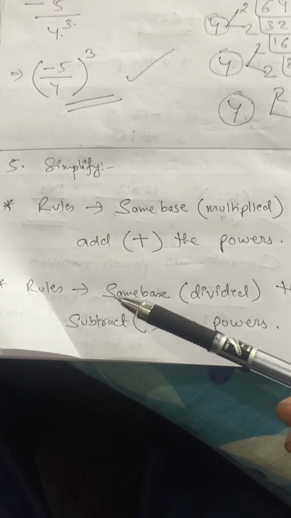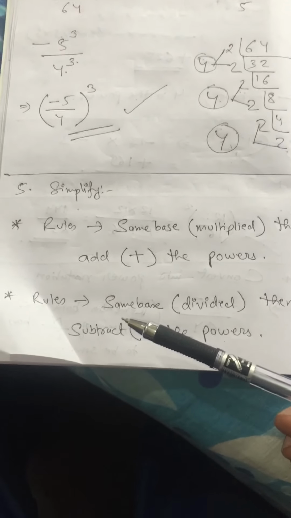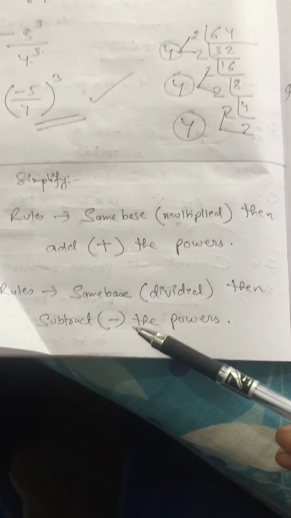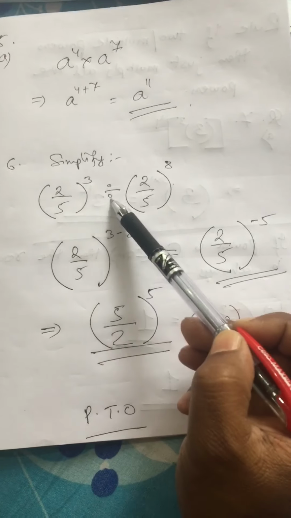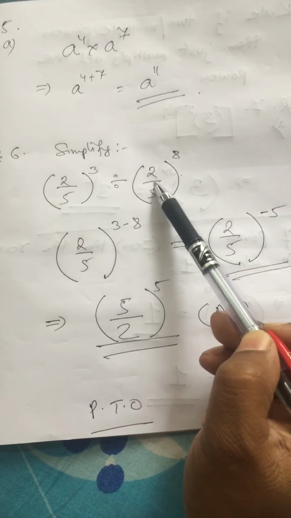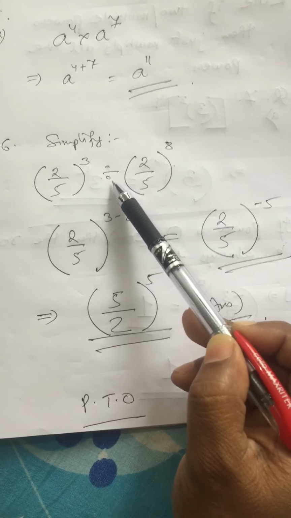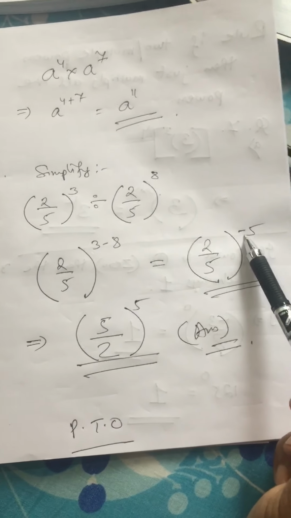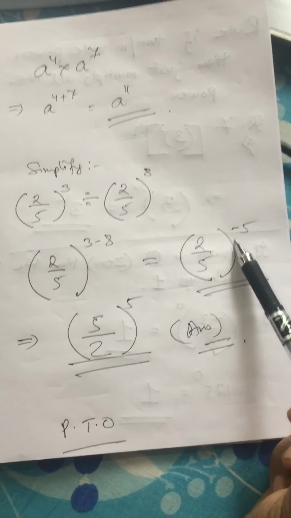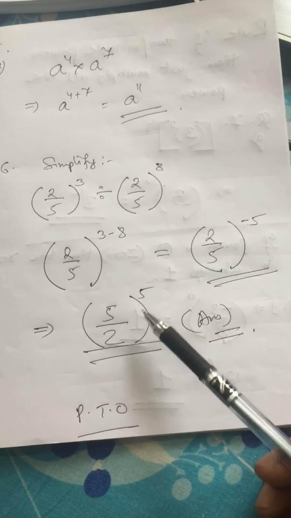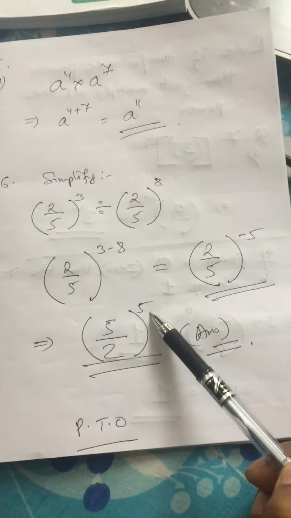Similarly, if I come back and see the other rule of power, it is if the bases are the same and divided, then subtract the power. This is for your question number 6: 2 by 5 whole to the power of 3 divided by 2 by 5 whole to the power of 8. Here both have the same base, 2 by 5, so I write the same base, and since it is being divided, I subtract the power. 3 minus 8 is minus 5. Now just remember, if you want to convert this minus 5 into plus, take the reciprocal. 5 goes up and 2 comes down, and the power becomes positive 5.